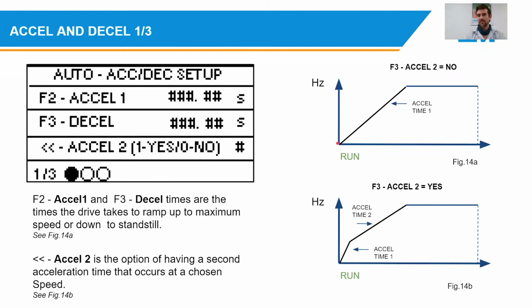So that is fairly basic. Most variable speed drives have it. Your acceleration rate from 0 to full speed is set up in time 1, and your deceleration rate from full speed to 0 is set up here in F3.